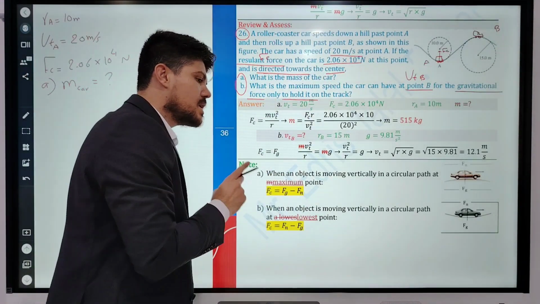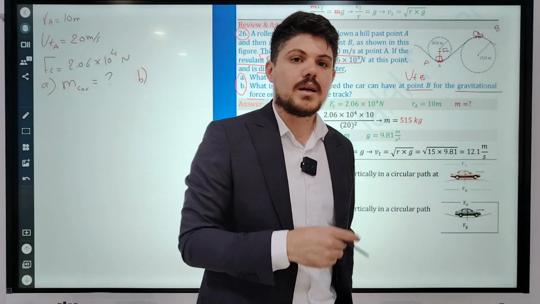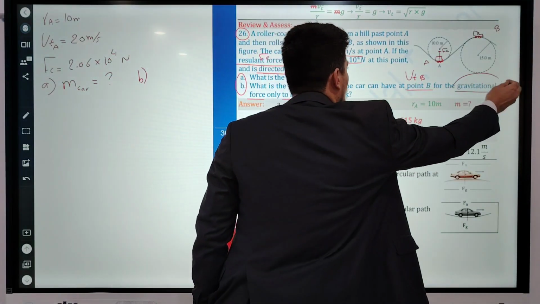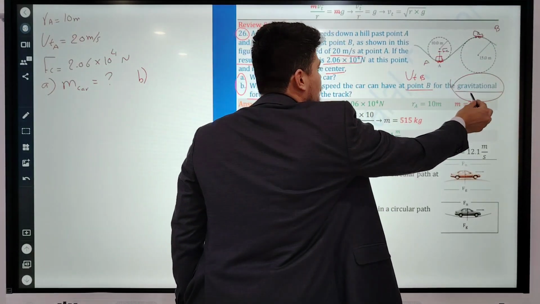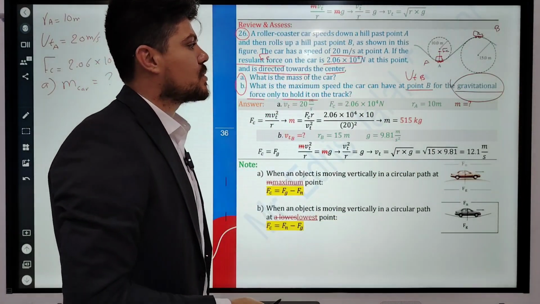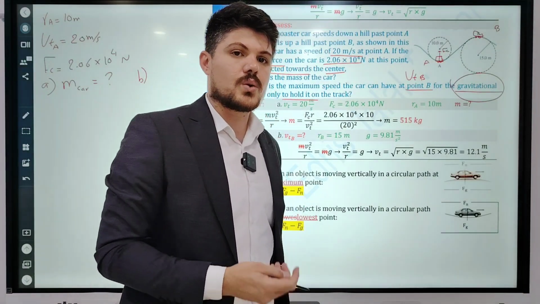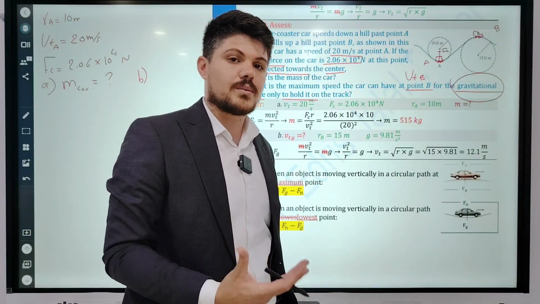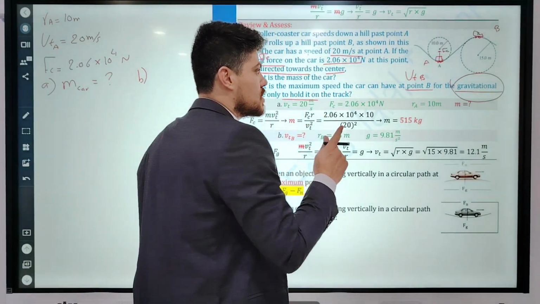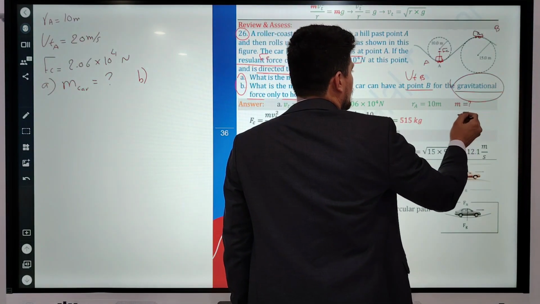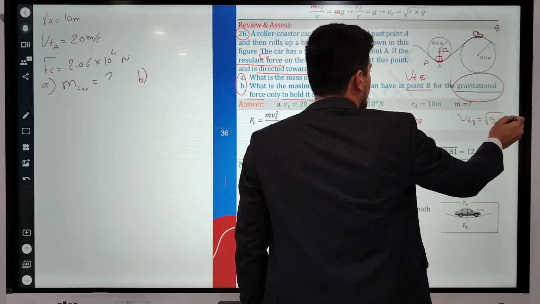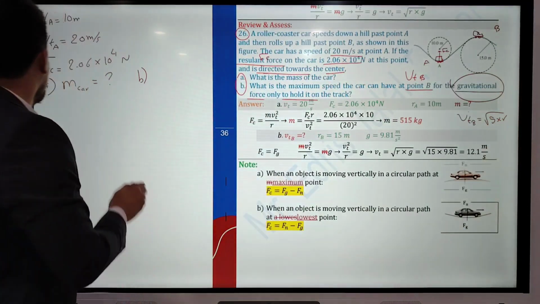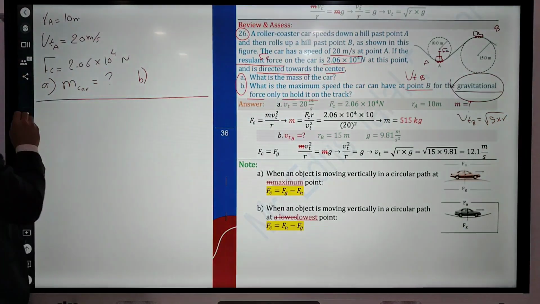So, what is maintaining this car in the circular path? The gravitational force. As I proved for you, when the gravitational force provides the centripetal force, when the car is maintained in a circular path because of gravitation, you have to use this relation to find Vt as the square root of g times r. Okay? Let's solve branch A.